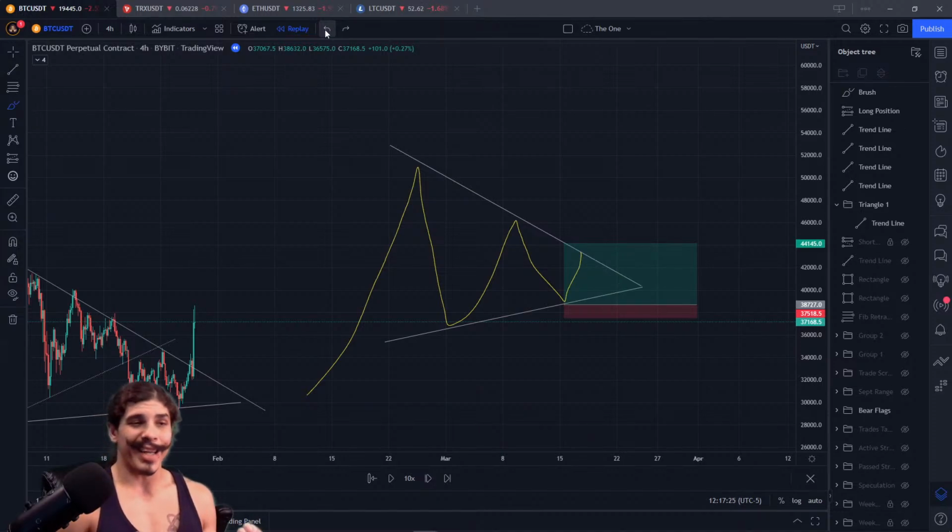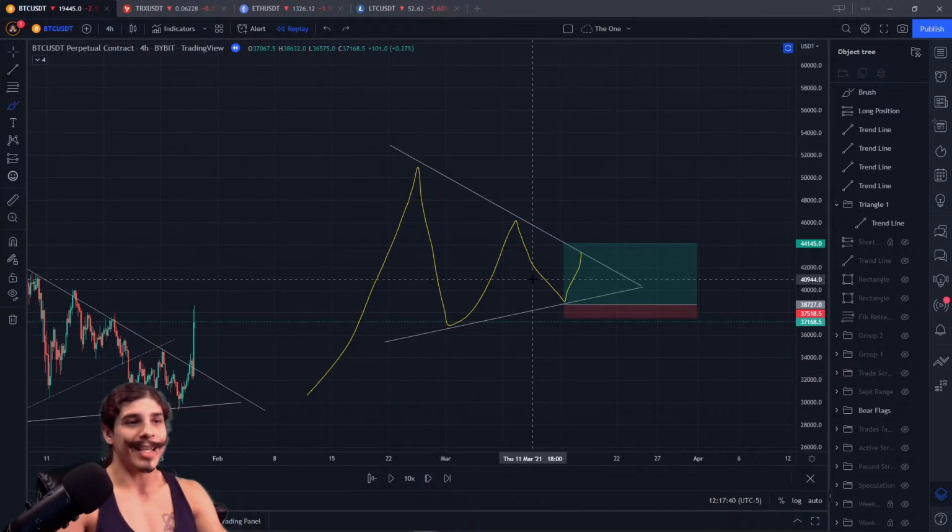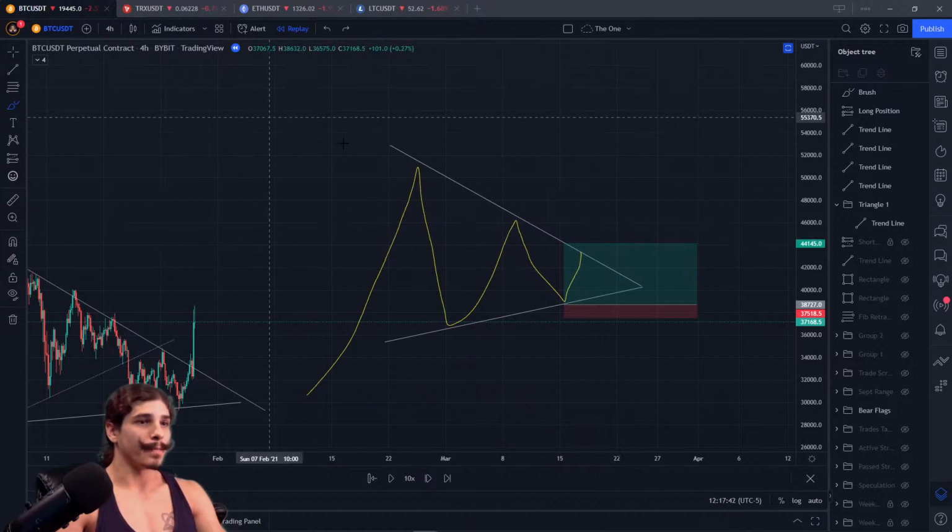If you're trying to trade inside of the triangle, it's a little bit more risky because you don't know which way it's going to break. We never know which way it's going to break until it does. We only have clues that it could break bullish based upon what has happened in the past and, more importantly, the entry of the triangle.